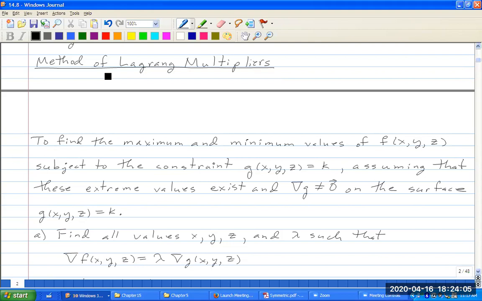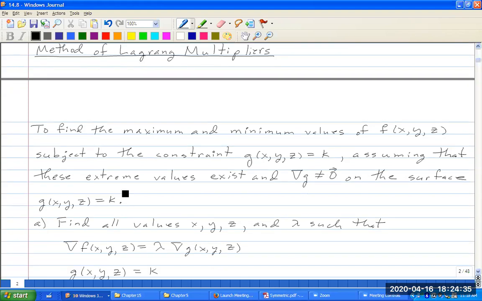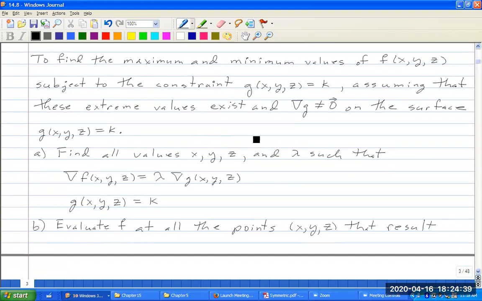So let me again say it a little bit more in a particular case. To find the maximum and minimum values of f of x, y, z, a function just of 3 variables, subject to the constraint g of x, y, z equaling k, assuming that these extreme values exist and the gradient of g is not 0 on the surface g of x, y, z equaling k: A, find all values of x, y, z, and lambda such that del f of x, y, z is equal to lambda del g of x, y, z, where g of x, y, z is equal to k. And, I should say, g of x, y, z is equal to k.